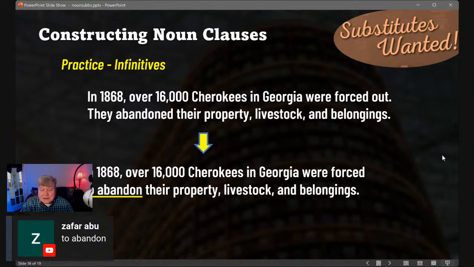In 1868, over 16,000 Cherokees in Georgia, my home state, were forced to abandon their property, livestock, and belongings. That is a great way to bring those ideas together. That's called the Cherokee Trail of Tears, by the way, a famous event in American history that had to do with the genocide that white Americans committed against the Native Americans in this country.